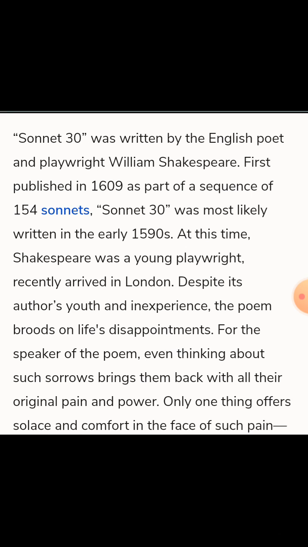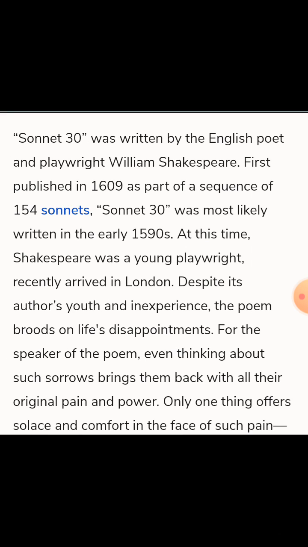Sonnet 30 was most likely written in the early 1590s, and at this time Shakespeare was a young dramatist recently arrived in London. Despite its author's youth and inexperience, the poem broods on life's disappointments. In this sonnet, we see the disappointments of life which a person faces.